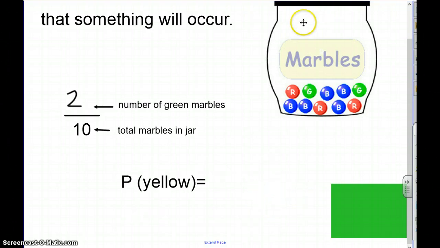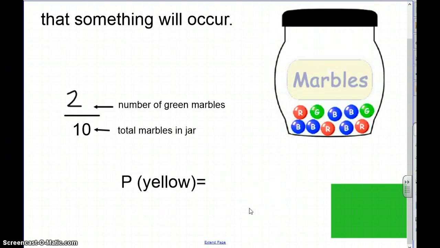Okay, well, let's look at this same jar of marbles, and I'm going to now ask you, what is the probability of drawing a yellow marble? Some of you are probably thinking, Miss Nielsen, that's a really silly question. There are no yellow marbles. Well, you're absolutely right. So the way that you would write that, you still have your 10 marbles on the bottom. And how many of those marbles are yellow? Okay, your answer should be 0, right? There are no yellow marbles in the jar. So there is 0 out of 10 chances that you're going to draw a yellow marble.